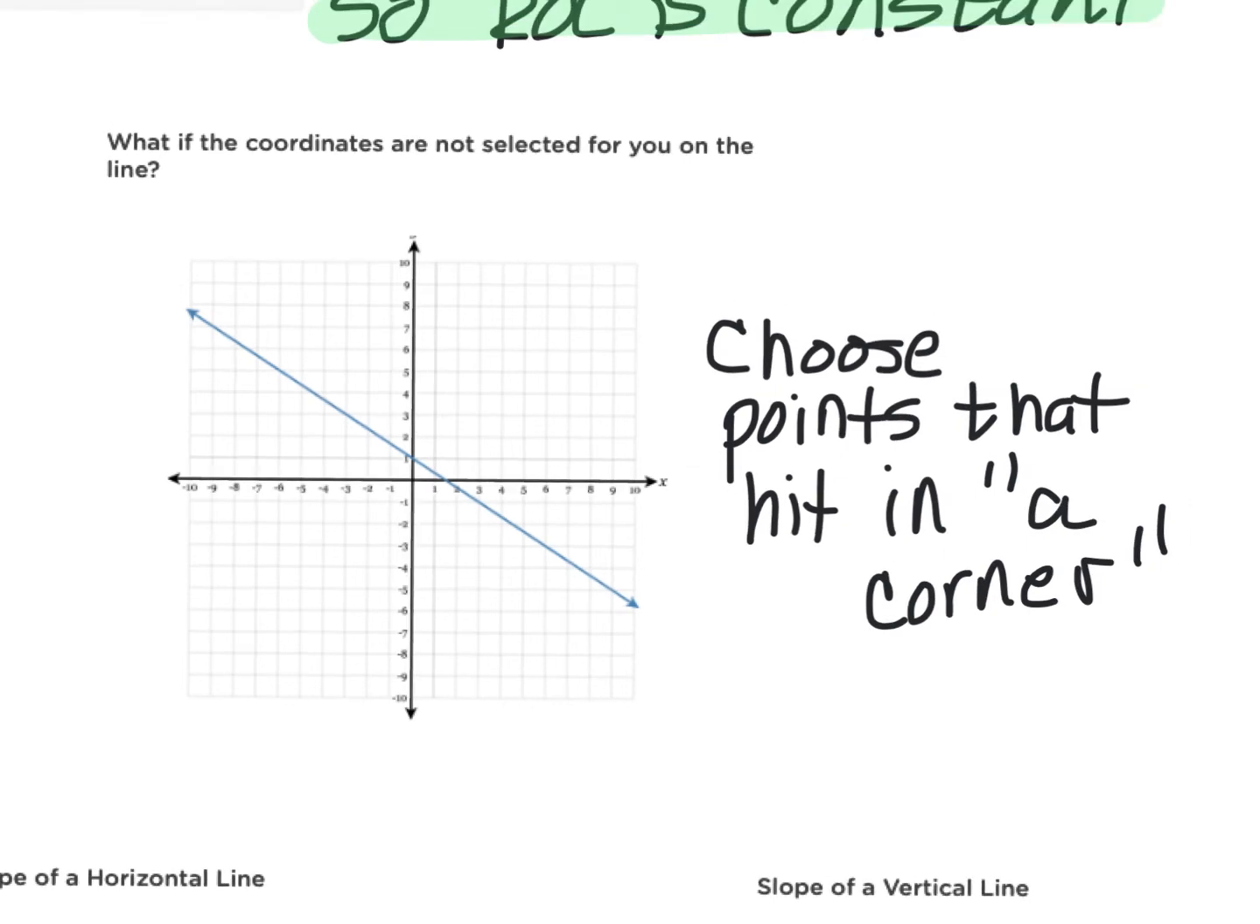So in the last example, I actually gave you the coordinates to use, but what do you do if it asks you for the slope and the coordinates are not actually given to you? Well, in this case, you're going to actually need to choose your own coordinates on the line. And you should choose points that, the way I say it, hit in a corner.